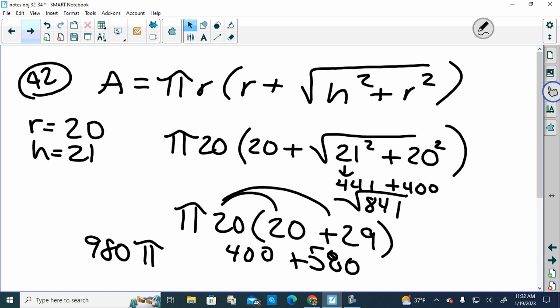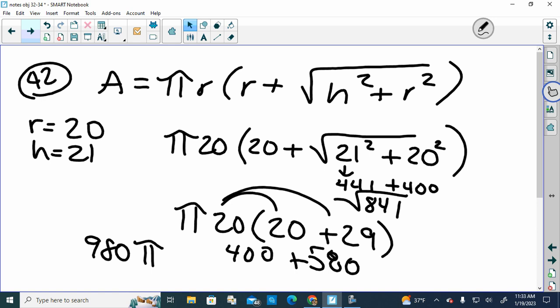Okay, so now go 20 plus 29. Multiply that times 20. So for order of operations, we can do parentheses first, or we can do our distributing. Sometimes you're not going to have whole numbers here. We're going to have some other things that we're going to be plugging in, so be careful with that. So that's our answer, 985. Good.